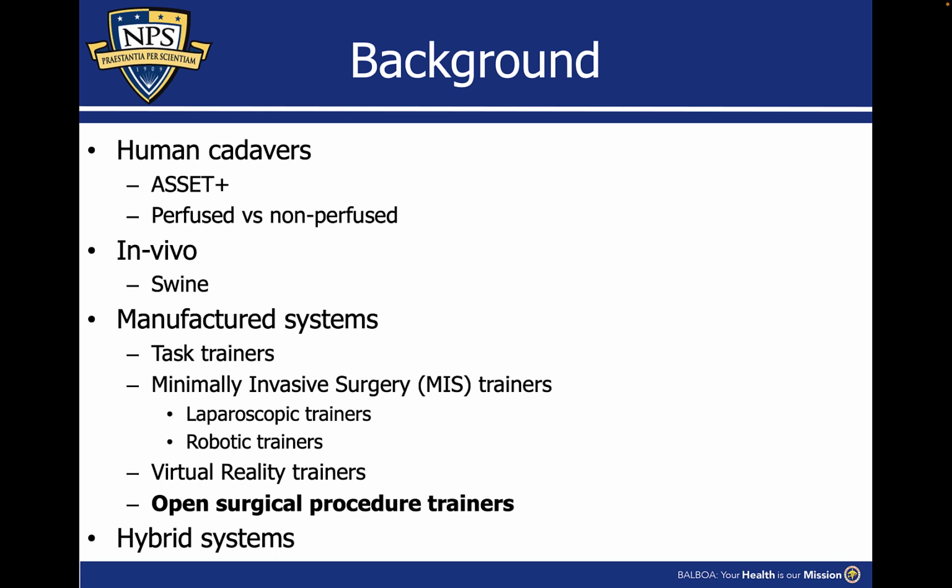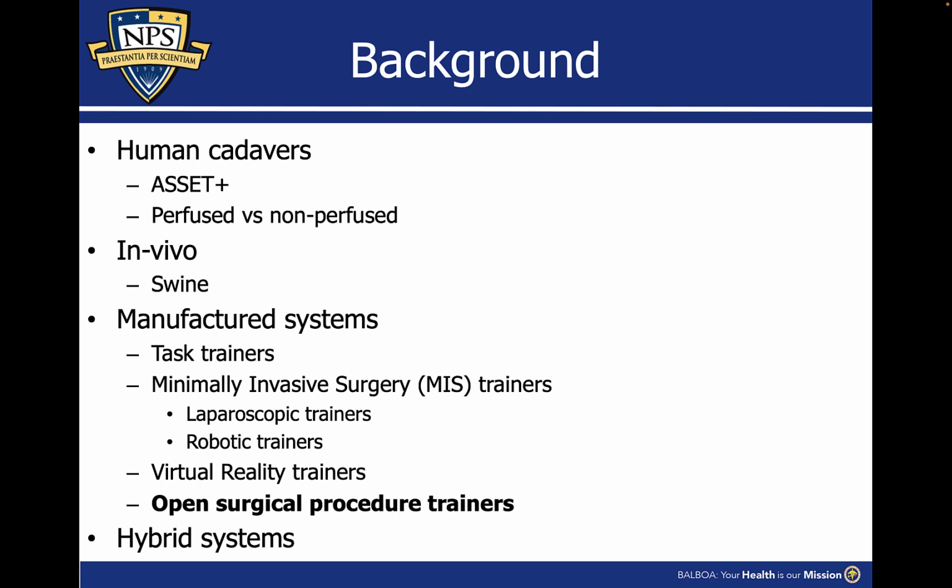Next are certain models you would typically find in a simulation center. These range anywhere from task trainers such as peripheral IV insertion trainers to minimally invasive surgery trainers, which would typically be like a laparoscopic trainer, laparoscopic box, or robotic trainer, such as using a Da Vinci console to perform simulated surgeries as well as specific tasks. There are virtual reality trainers available today, which sometimes have haptic feedback, sometimes do not. And finally, you have open surgical procedure trainers, which will be the focus of the talk today, and we'll discuss that a little bit more later.